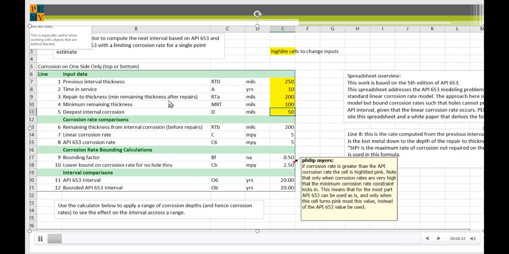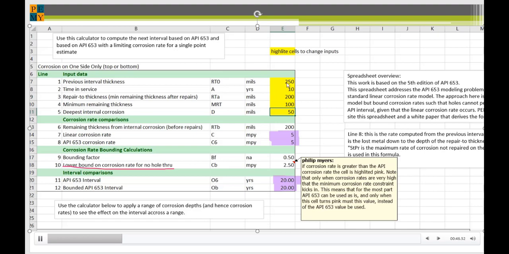This spreadsheet allows you to compare the difference between the API 653 corrosion rate given here and the linear corrosion rate. So we want to watch these two numbers. Using these numbers, we get the API 653 interval and then the bounded corrosion rate interval. We compute this bounding factor, really a lower bound on the corrosion rate, which is based on not holing through. That's given in this column, but the purple are the two sets we want to look at as we proceed.